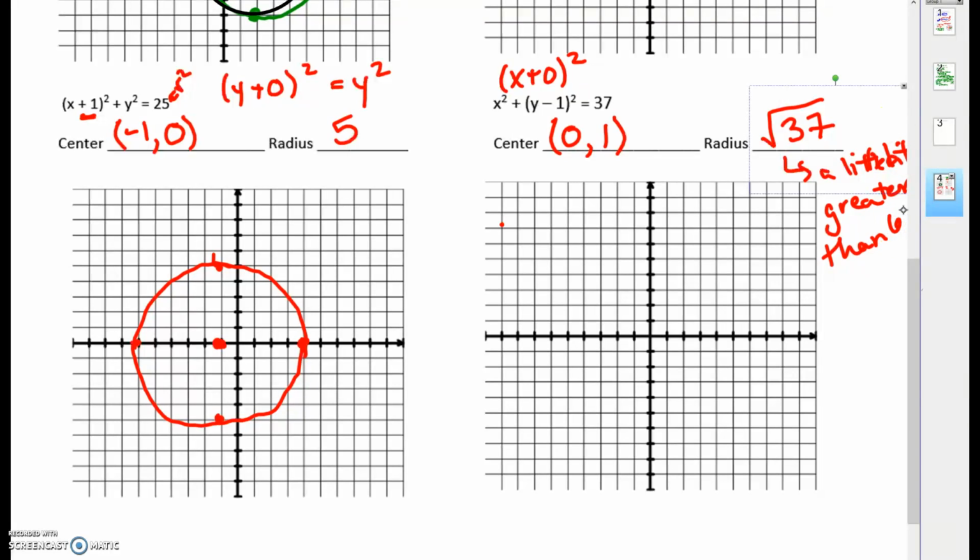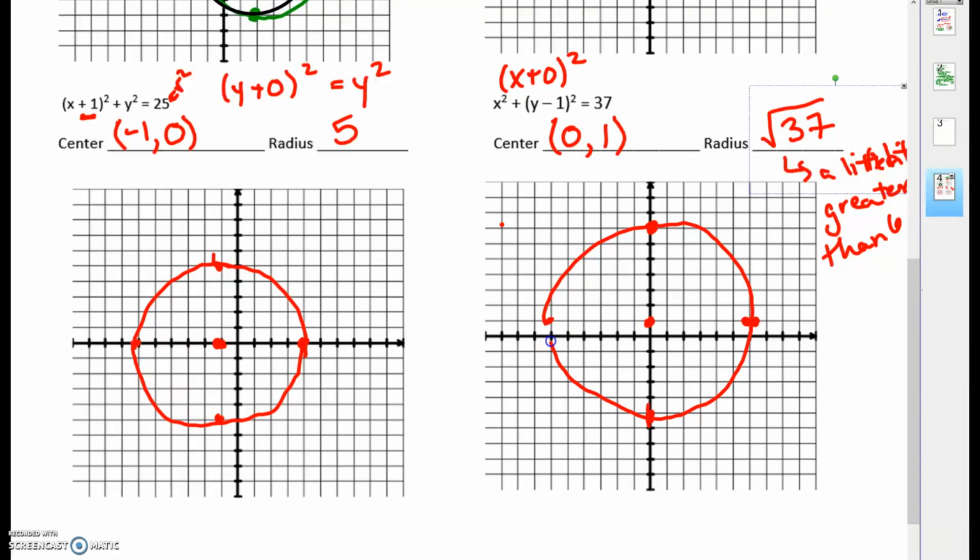Okay, so I'm going to plot (0, 1). And I'm going to go out a little bit more than 6 on all sides. 1, 2, 3, 4, 5, 6, in each direction. But it's a little bit greater, so we're going to put it just a little bit over 6 each time, right? And we'd graph it.